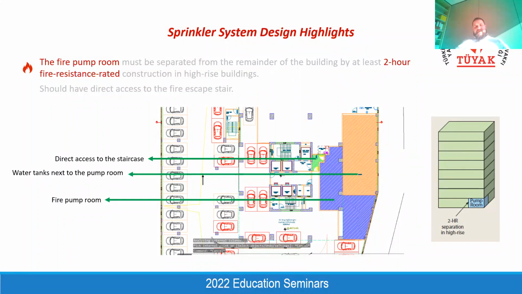That's why even if the building is burning, I'm exaggerating, even if half of the building is burning, we need to access this fire pump room. And the only way to access the fire pump room without affecting the fire incident within the building is to have a direct connection between the fire pump room and the staircase.